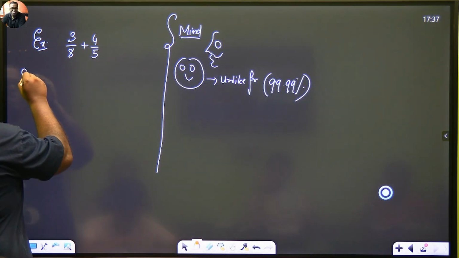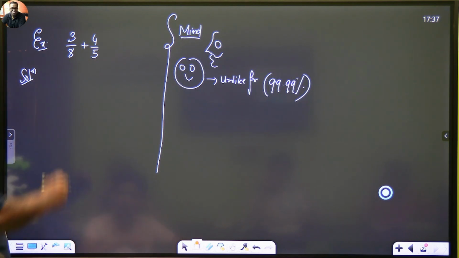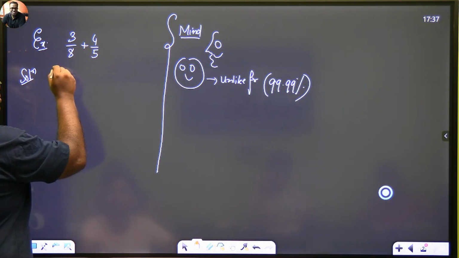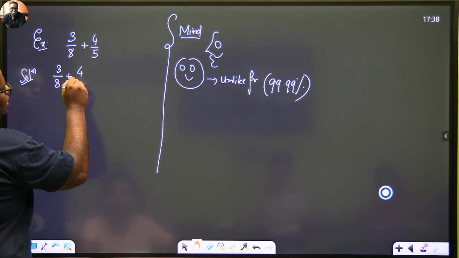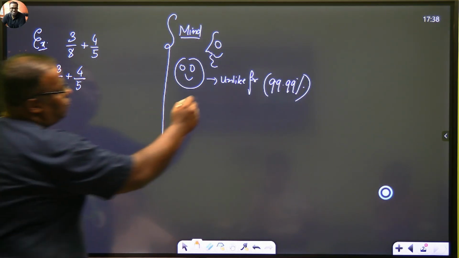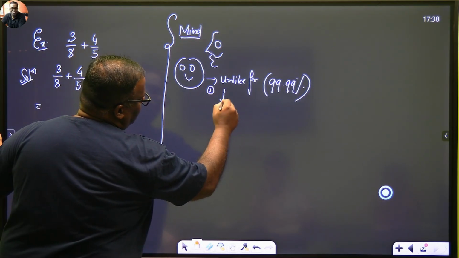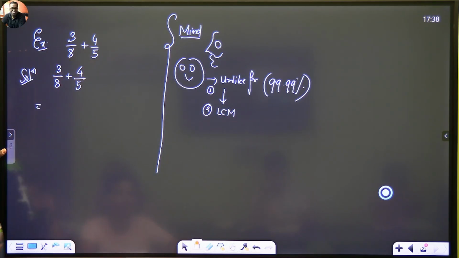So we write the solution, and don't write now. Observe how I'm doing the steps. The first step of the solution should always be copying the question. Don't solve it. Agreed? Now you know this was my first thing: unlike. If unlike, the second step should be what? LCM. LCM we have to do.